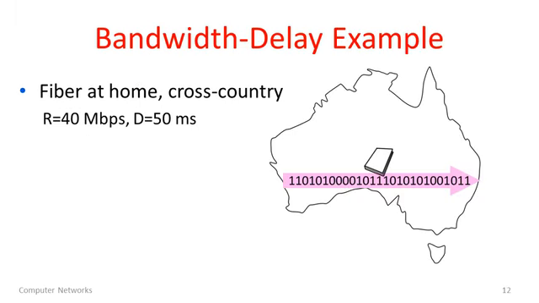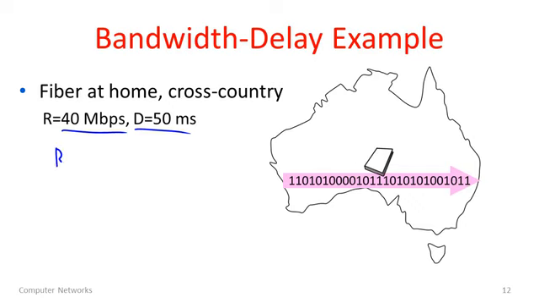Well, let's do an example to get the hang of it. Here we're going to look at sending data across Australia, it looks like from Perth to Sydney. So I'll assume here that the rate is 40 megabits per second. So you've got a good, maybe fiber, connection from your ISP at home. And the delay for signals to propagate across that link is 50 milliseconds for across country.